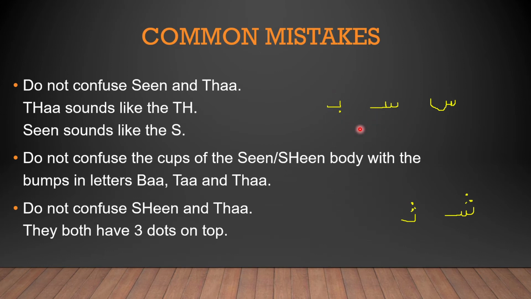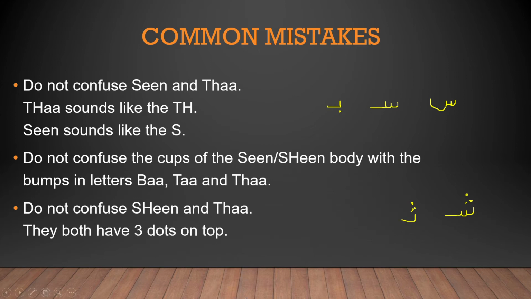This is okay with seen, but it becomes complicated in the case of sheen, because sheen and sa also have dots on top. They both have dots on top, and they have exactly the same number of dots in the same place. So the only difference between them is that sheen has 3 bumps and sa only has 1 bump. So while reading the Arabic text, please be careful about this.